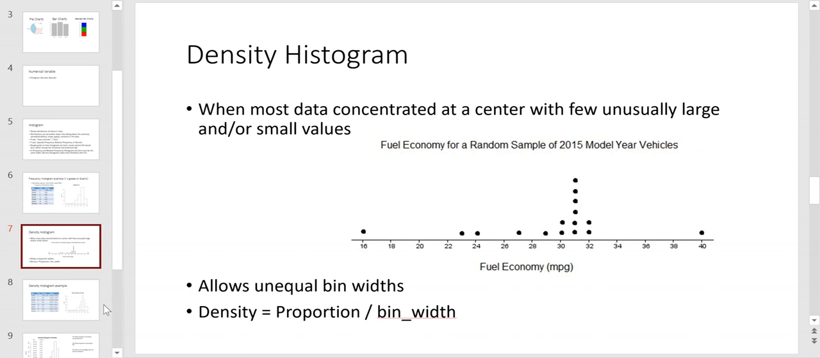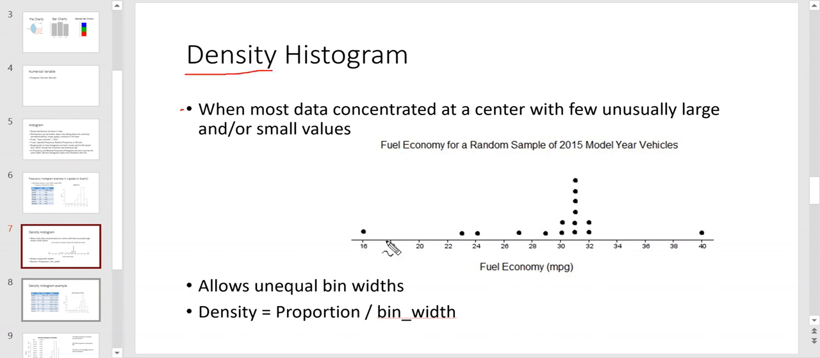So to do this, I made a little visual, and this is actually an example of a dot plot, which I don't want to really talk about too much, other than use it as an example to make a case for a density histogram. So let's first read this. When most of your data is concentrated at a center with few unusually large and or unusually small values, you would maybe want to consider making a density histogram.